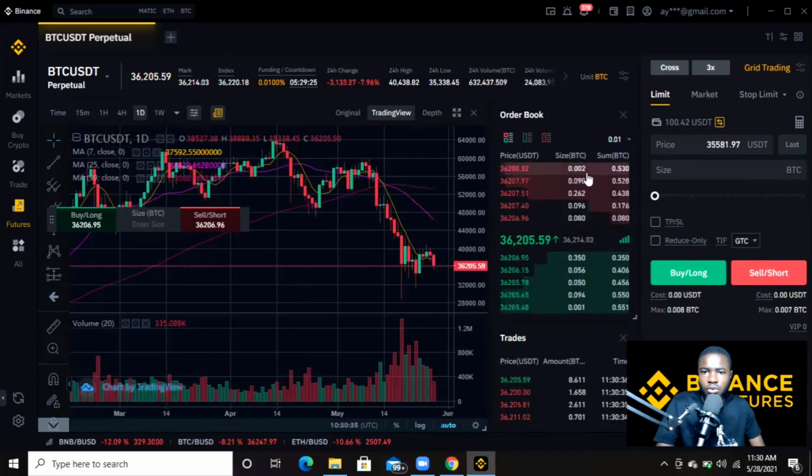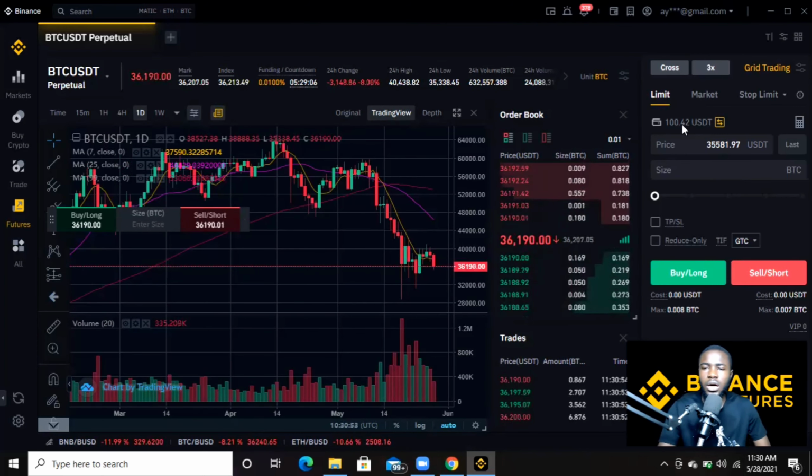This is also the order book. These are the sell orders and these are the buy orders, those that are buying long and selling short, basically. So there are a lot of tools here. You can use almost any trading tool on this Binance trading interface.